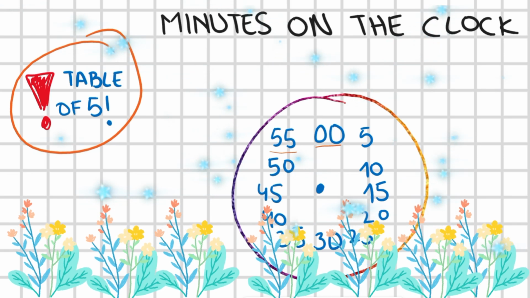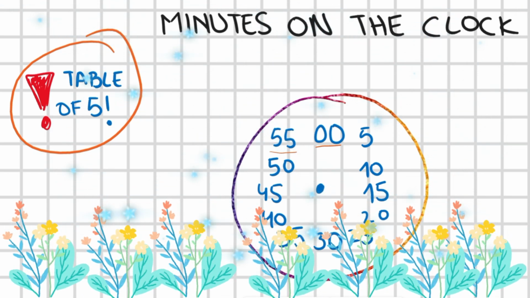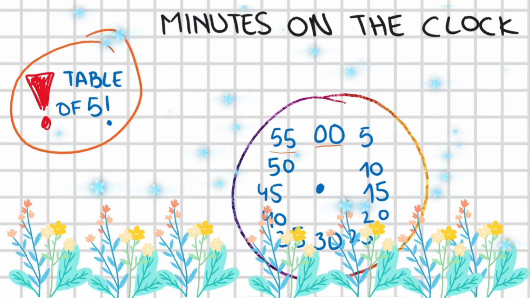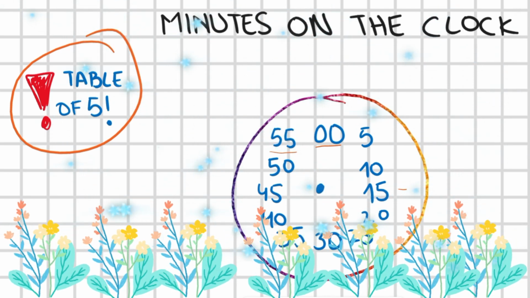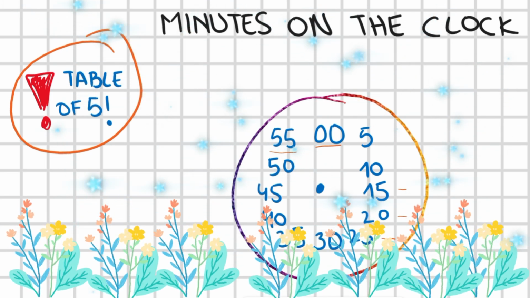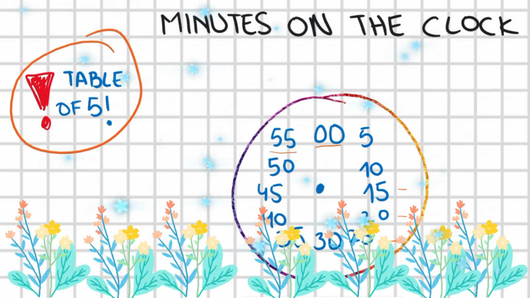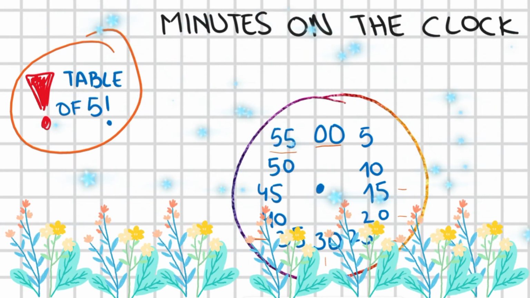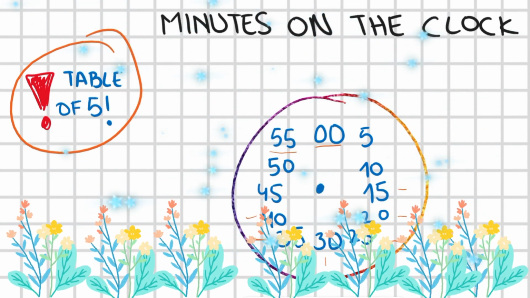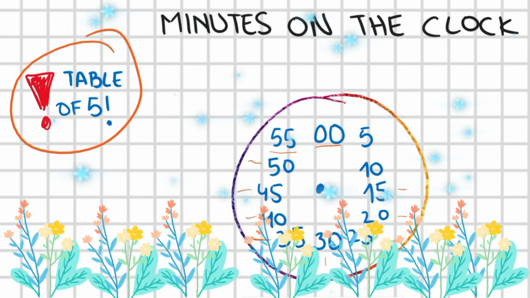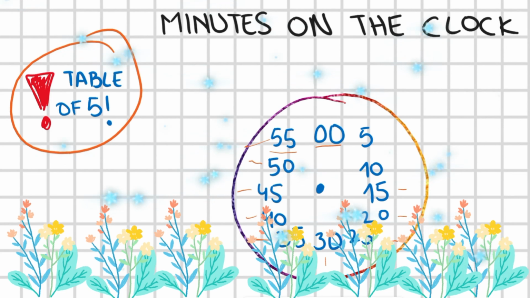5 multiplied by 0 is 0. 5 multiplied by 1 is 5. 5 multiplied by 2 is 10. 5 multiplied by 3 is 15. 5 multiplied by 4 is 20. 5 multiplied by 5 is 25. 5 multiplied by 6 is 30. 5 multiplied by 7 is 35. 5 multiplied by 8 is 40. 5 multiplied by 9 is 45. 5 multiplied by 10 is 50 and 5 multiplied by 11 is 55.